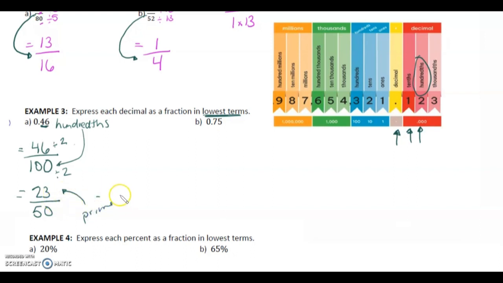Okay, 23 is a prime number. So the only numbers that multiply to 23 are 1 and 23. Okay, which 50 is not divisible by, so that's it.